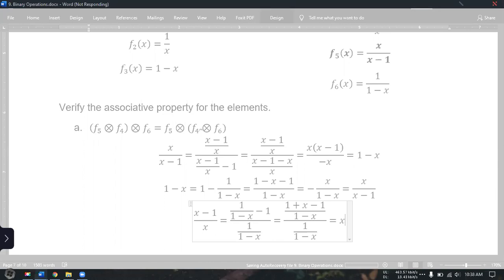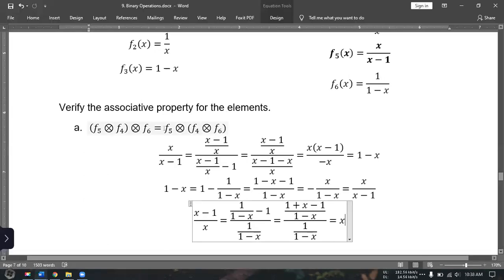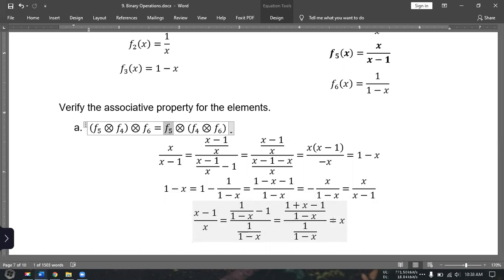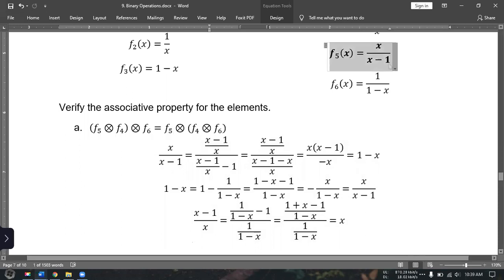Okay, upon applying the binary operation with f sub 4 and f sub 6, we obtained f sub 1. So we'll be evaluating f sub 5 with f sub 1. And f sub 1 happens to be our identity element. So f sub 5 with f sub 1 will give us the same value, f sub 5. Therefore, equivalent yung both equation natin. The left and the right side of the equation is actually equivalent to f sub 5. Okay, so letter A is associative.